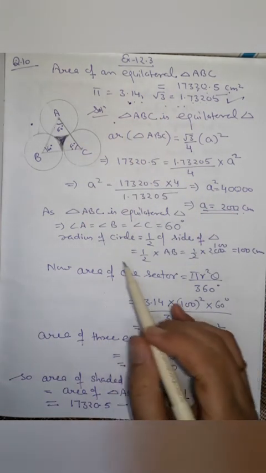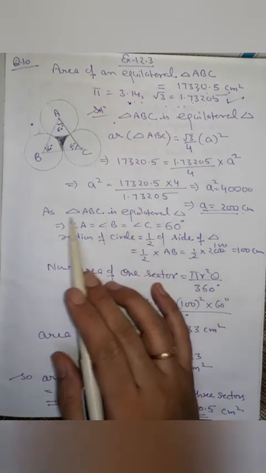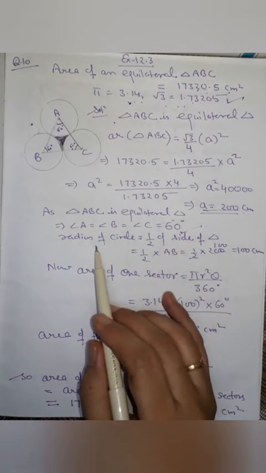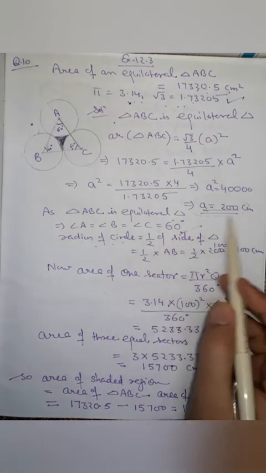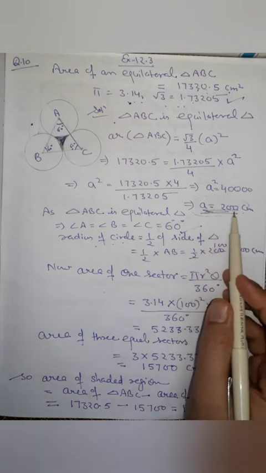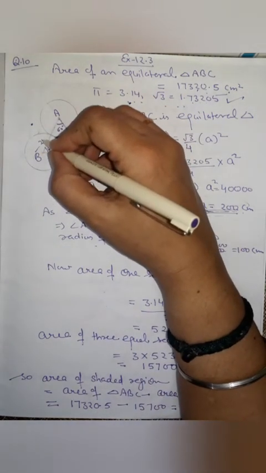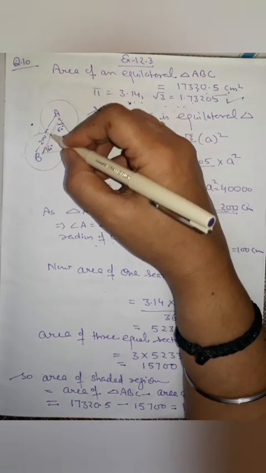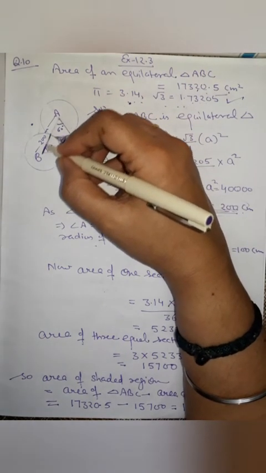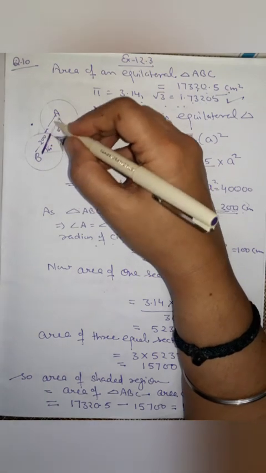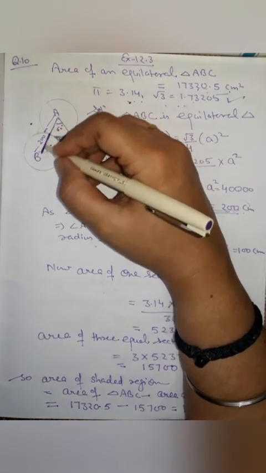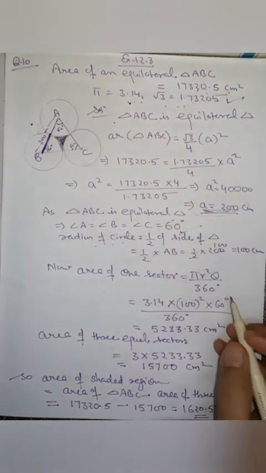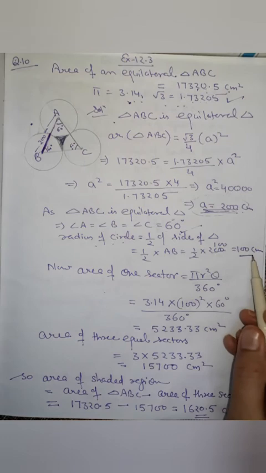Now, we know here that ABC is an equilateral triangle, and all the angles are 60 degrees. Now the radius of the circle: as we have calculated, a side of the equilateral triangle is 200 meter. Now you have to find the radius of this sector. This will be half of 200, as it is given that the radius is half of the side of the triangle. So the radius is 100 centimeter.